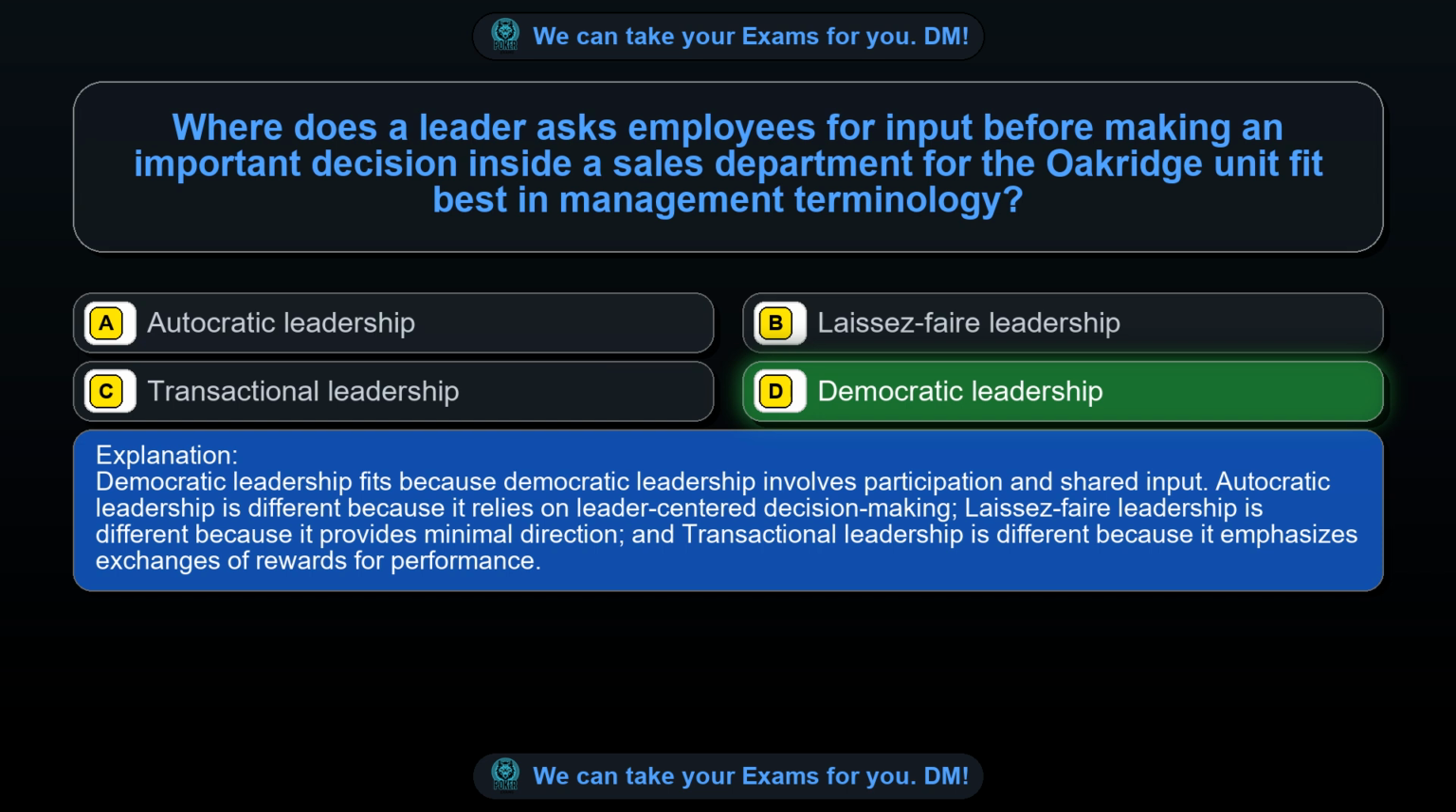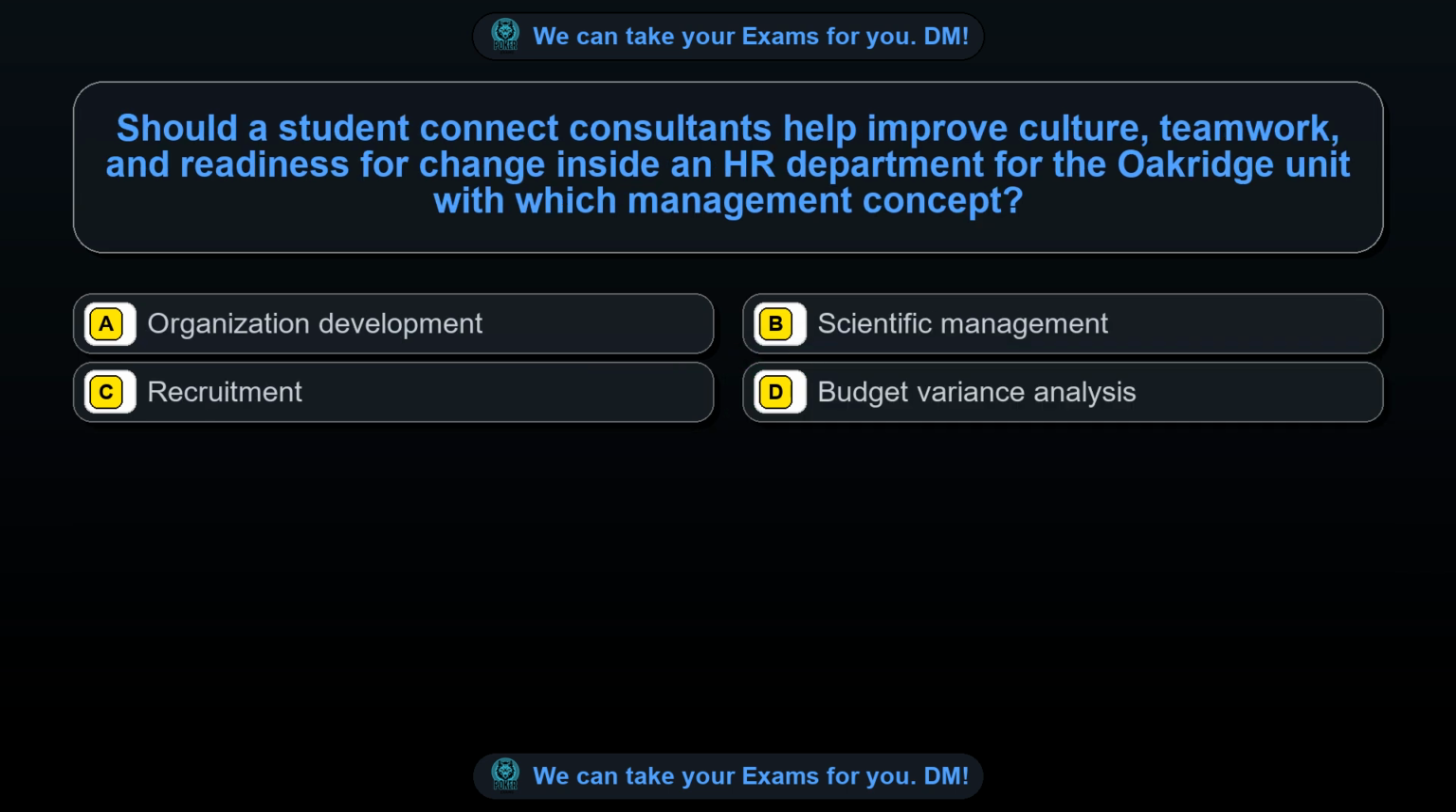Question 47. Should a student connect consultants help improve culture, teamwork, and readiness for change inside an HR department for the Oak Ridge unit with which management concept? Option A, organization development. Option B, scientific management. Option C, recruitment. Option D, budget variance analysis. The correct answer is option A, organization development.